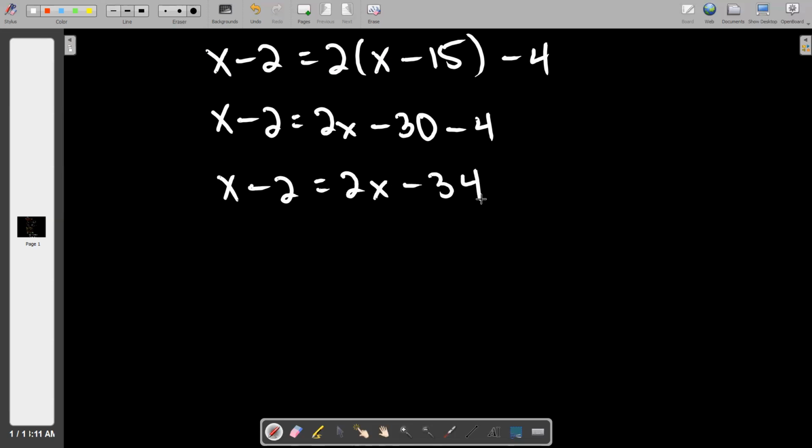You and I should both arrive at this crossroads right here. x minus 2 is the same as 2x minus 34. And then from here, again, the equation really ought to just almost solve itself. Pull your x to the right to keep your x's positive. Pull your 34 to the left, switch it to plus, and you'll figure out that x is 32.